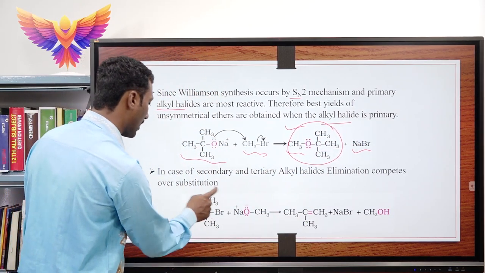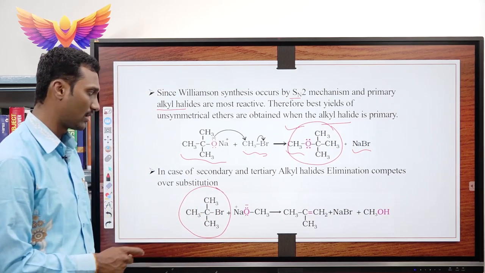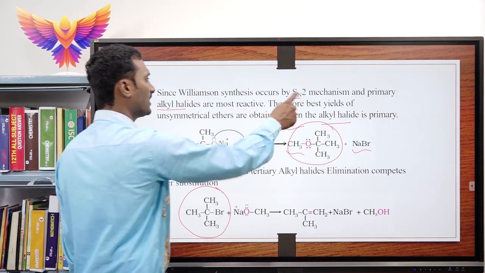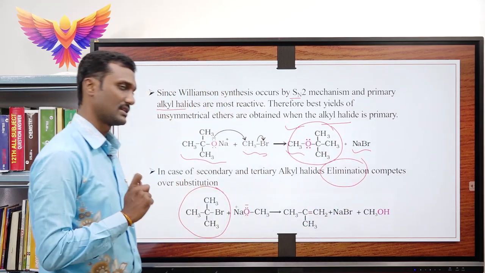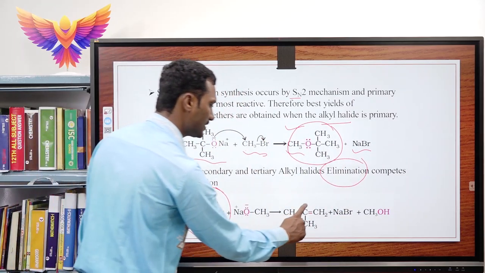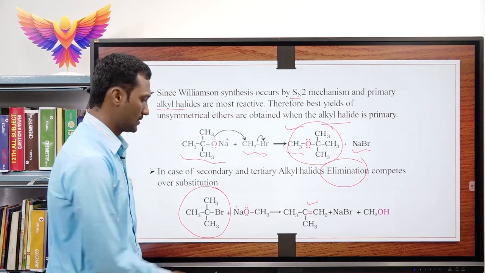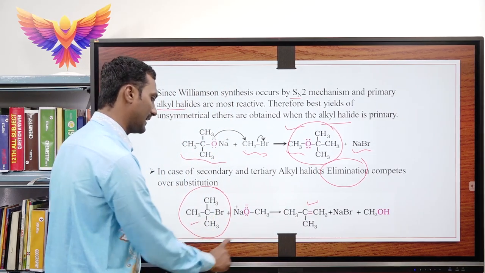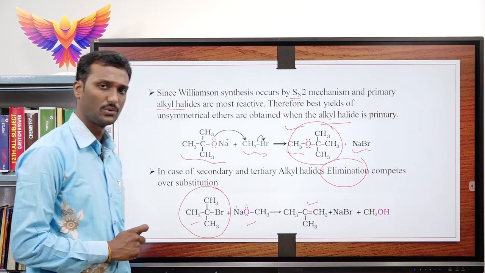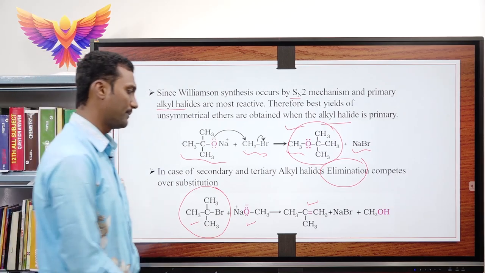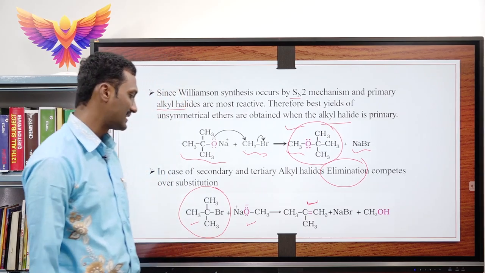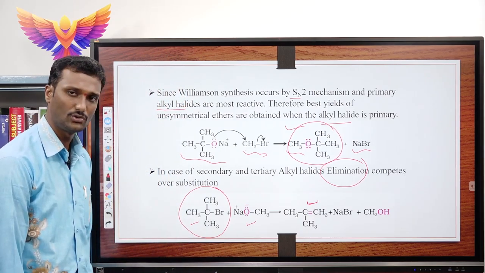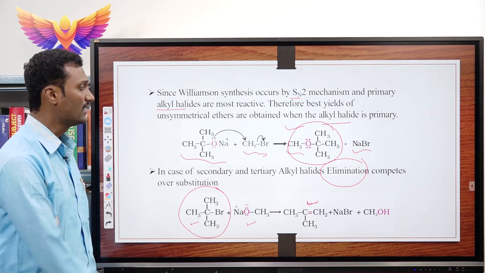Suppose you take the alkyl halide as secondary or tertiary, then instead of the substitution reaction, it follows the elimination reaction. Elimination reaction means you will get an alkene. So when this tertiary alkyl halide reacts with sodium methoxide, what happens? You will get an alkene, meaning the elimination reaction, and not the SN2 mechanism.